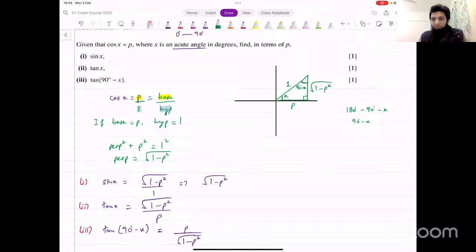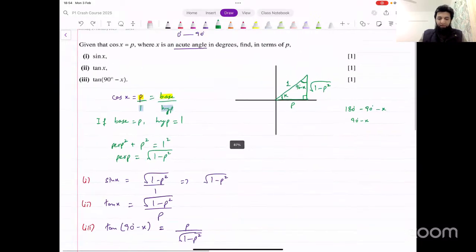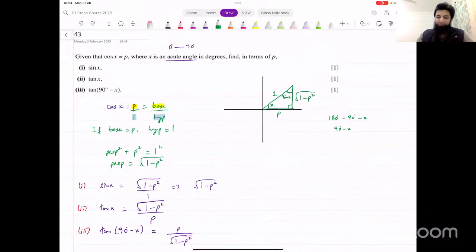How do we get p over square root of 1 minus p squared? This is the angle, right? 90 minus x. From the perspective of this angle, what is tan? Tan is opposite over adjacent, right? So with respect to the angle 90 minus x, the opposite is p, and adjacent is this side. So that's what we have, right? Okay. So that's tan of 90 minus x. That's one way of approaching this.